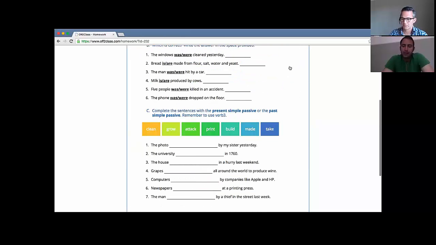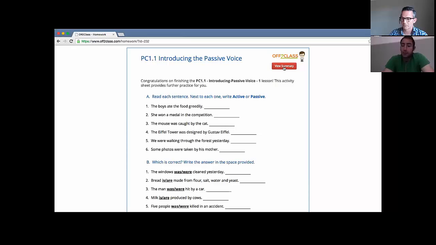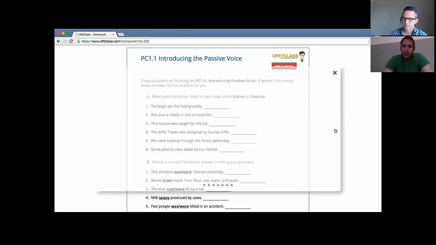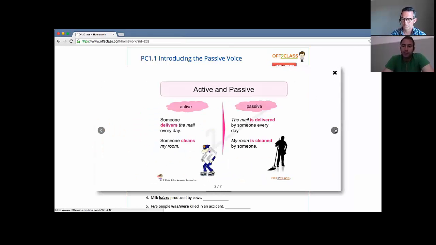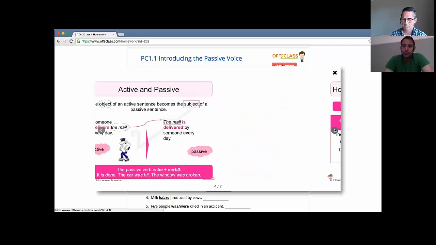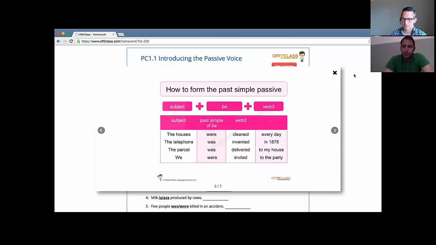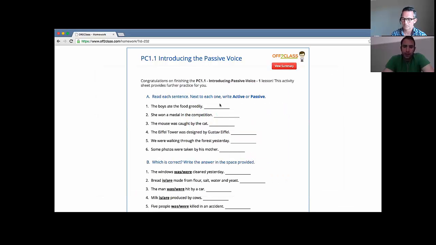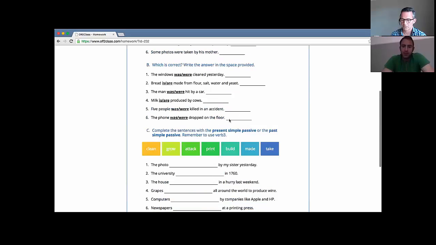And at any time, Emily can access a summary of the lesson we just taught her by clicking this button, this red View Summary button up here. And here are the summary slides covering the main points from the lesson. Now I'm just going to fill in a couple answers. Passive, she won a medal in the competition. Active, of course. And I'm going to submit the homework to my teacher.